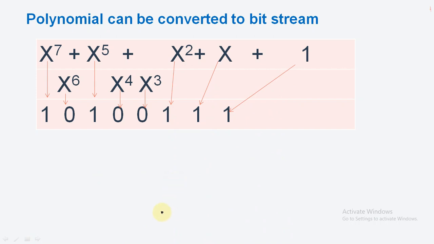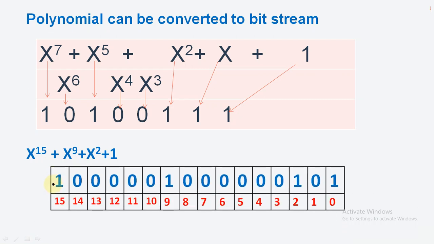There is a constant term that is present, therefore this polynomial x to the power of 7 plus x to the power of 5 plus x square plus x plus 1 is a representation of this particular data stream. And let us say the advantage of representing a data stream, the bit stream, in the form of a polynomial has its own effects. There is a significant advantage, because such a longer stream of bits can be represented succinctly in the form of a short polynomial.